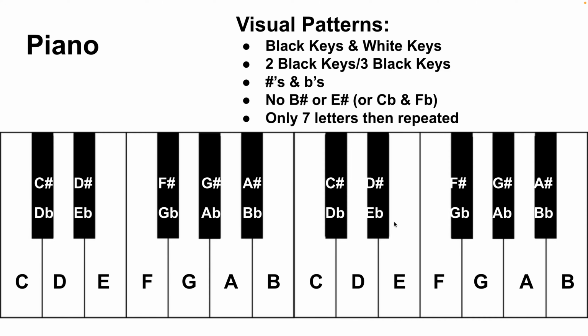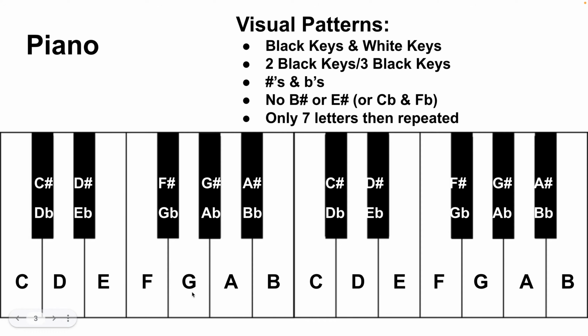Hopefully you noticed that there are black and white keys, that there's this pattern layout of 2 black keys, then 3 black keys, then 2 more black keys, and 3 black keys. There are these pound signs and lowercase b's, otherwise known as sharps or flats, the accidentals. There is no sharp or flat between B and C or E and F.